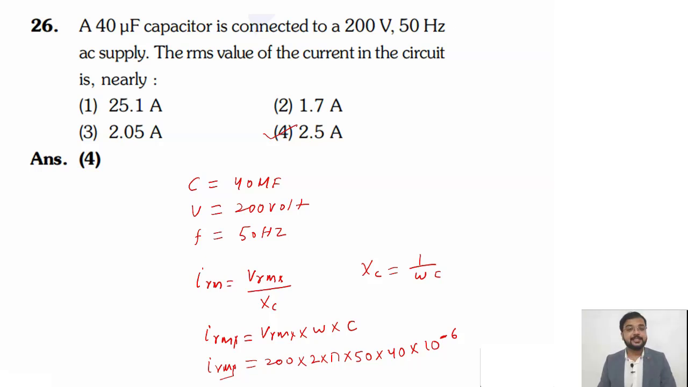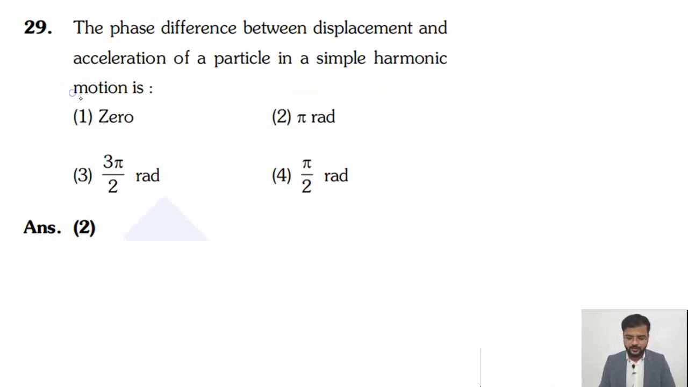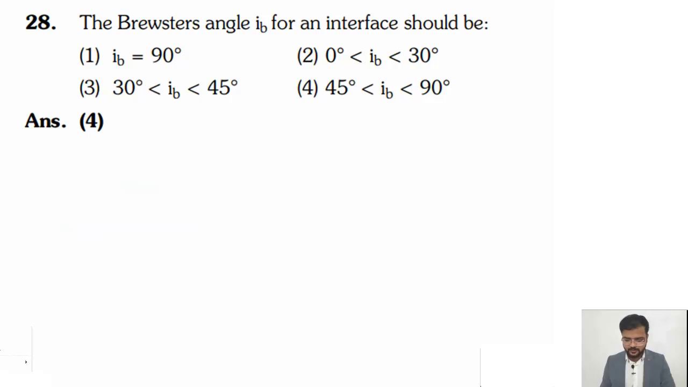Okay, let's see the next question over here. The next question is what? The increase in the width of depletion region in a PN junction diode is due to... Okay, if you check the options here, the first option is what? Increase in forward current. So this is not correct. This is not a correct option.